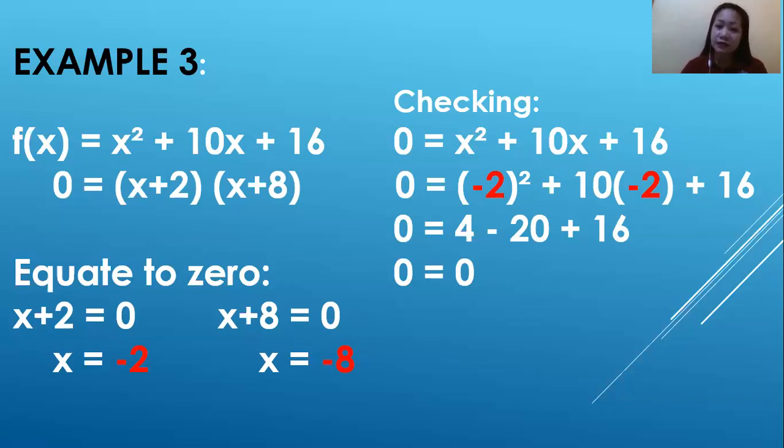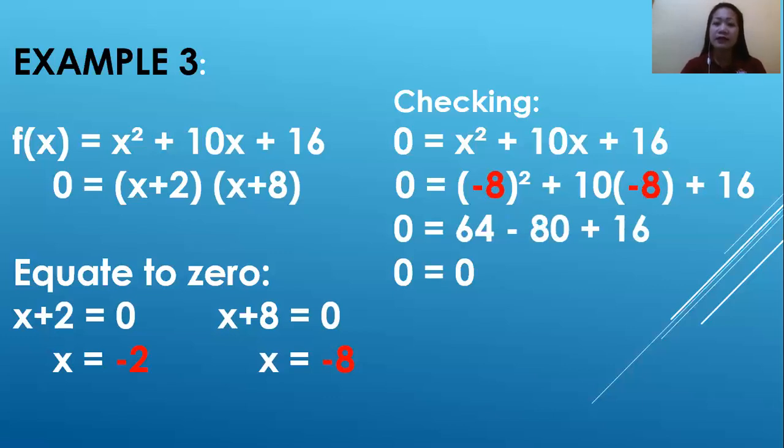Okay, let's use first the value of x, which is negative 2. x squared is 4, plus 10 times negative 2, we have negative 20, plus 16. The difference between 4 minus 20 is equal to negative 16, plus 16 is equal to 0. So that is correct. How about negative 8?